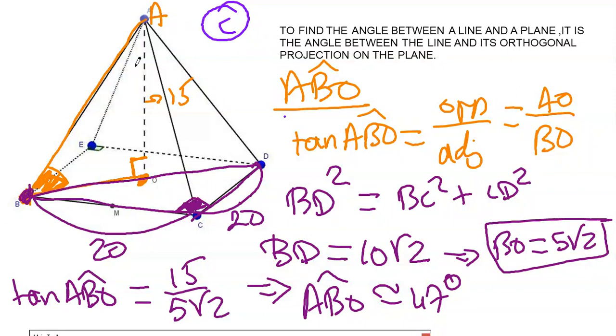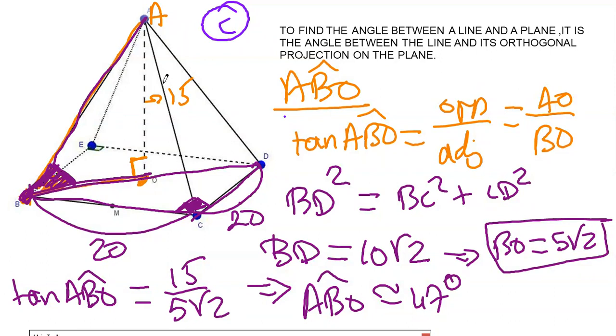B is going to stay here. A, if I go directly perpendicular, it's going to be O. So the line BA becomes the line BO. So this is my angle between the line and the plane. And to find this angle, to find any angle, I need to work in a right triangle. The right triangle is ABO.